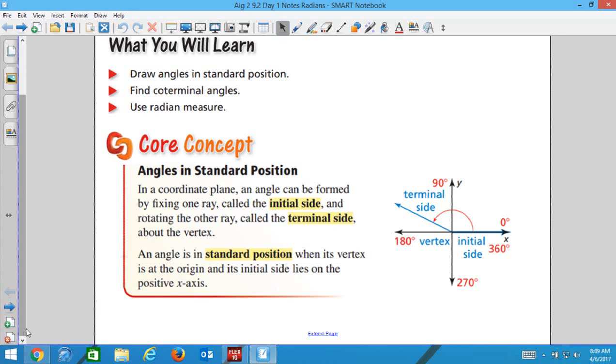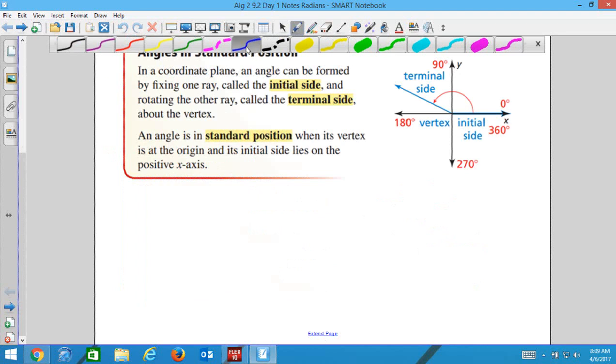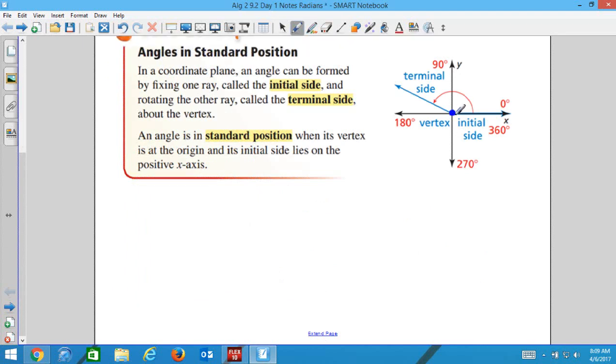Look at the picture. What we have is an angle that has a vertex at the origin. The vertex is at 0, 0. And we have the first side of the angle called the initial side. How can we remember that the initial side is the first side? Initial means starting first. And then the other ray from the angle rotates around, and that side is called the terminal side.